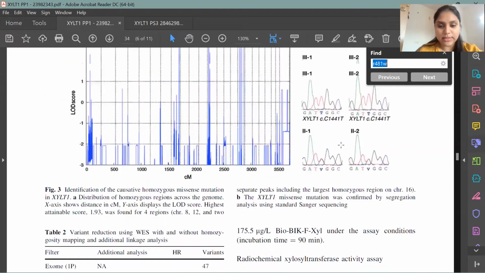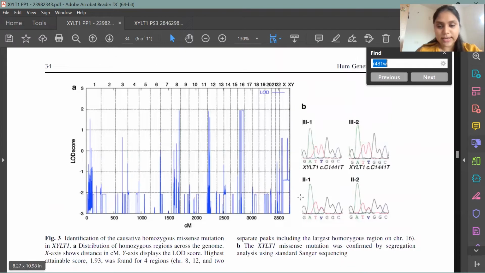So let's go on to the results now. As you can see in the next figure, 3B has given the Sanger sequencing result from the sequencing of the patient and their family. And you can see both 3.1 and 3.2, which are patients, have this homozygous mutation C41441T in homozygous manner. However, their parents 2.1 and 2.2 have this in the heterozygous manner. You can see there are both C and T present here in the Sanger sequencing results.